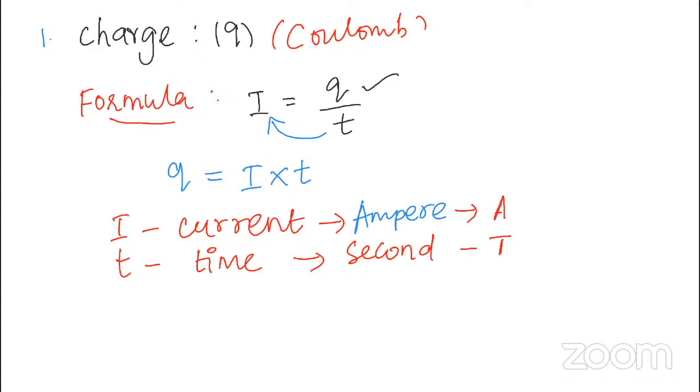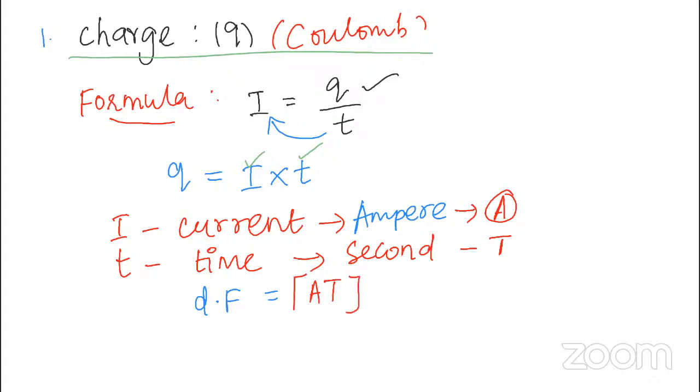So tell me the dimensional formula for charge. What is it? I into T. So for current it is ampere, and for time the dimensional unit is T. So this is the dimensional formula for charge.